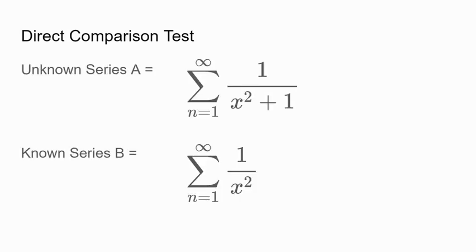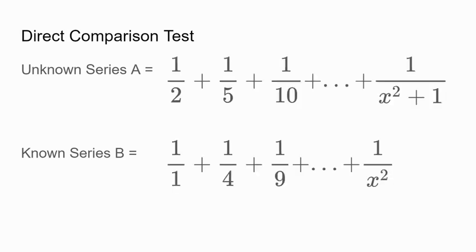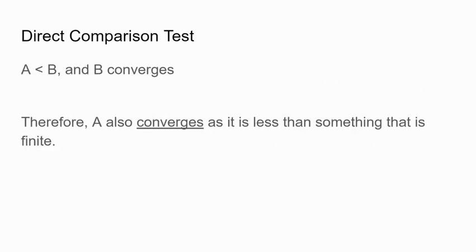The same is true for the opposite case. Let's say that A is now equal to this. Then let's pick a new B, which we know converges because of the p-series test. If you spread out both terms, you can see that A is less than B. B is finite, and anything less than a finite value is also finite. Therefore, we know that A converges.